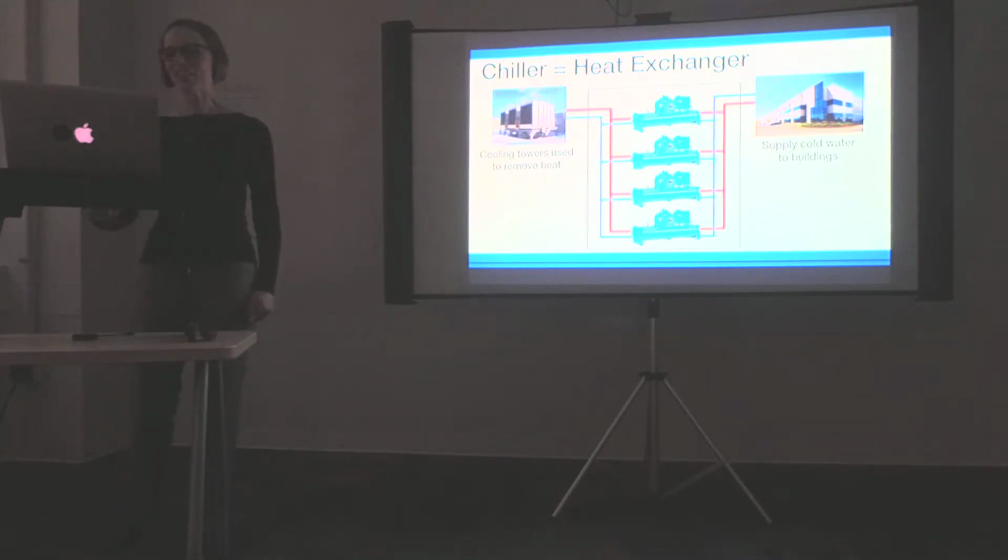Chillers supply cold water to buildings for air conditioning and manufacturing. Water goes out cold, comes back warm. And then to remove the heat, they send water to cooling towers, which goes out warm and comes back colder. In the middle is a chiller, which facilitates the heat exchange.